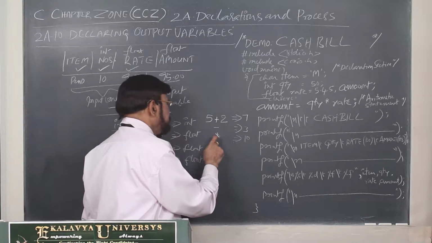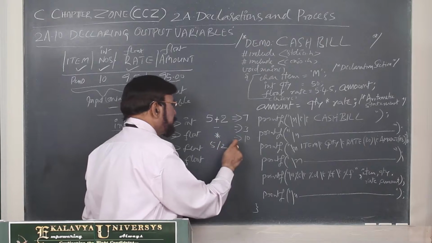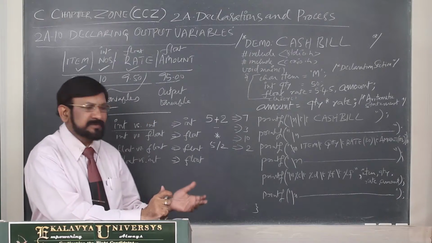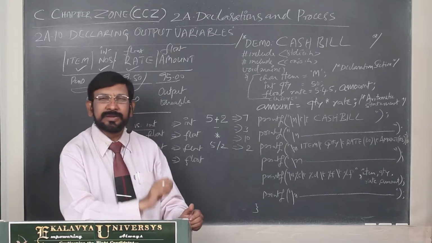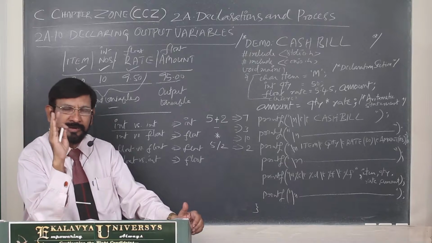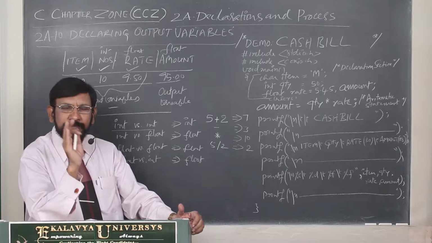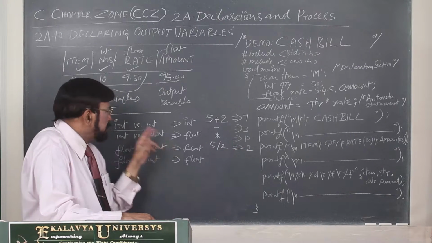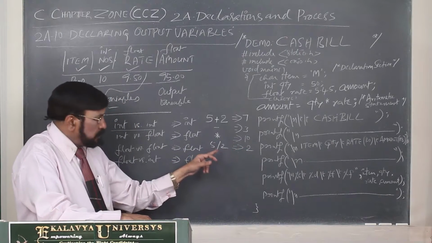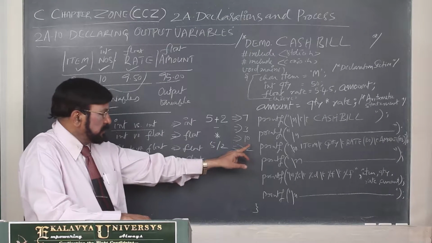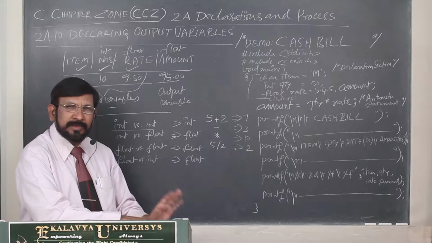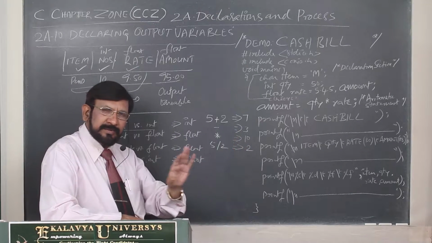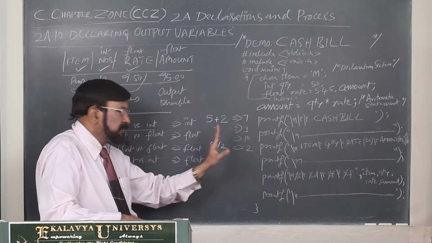But here you see 5 by 2 is 2. Why? Int versus int is int, it can never be 2.5. This point you must always remember. If you expect 2.5, you have to make one of them float, then only you can get 2.5. Otherwise you always get an integer value. It may not be correct arithmetically, even though it generates 2 only.